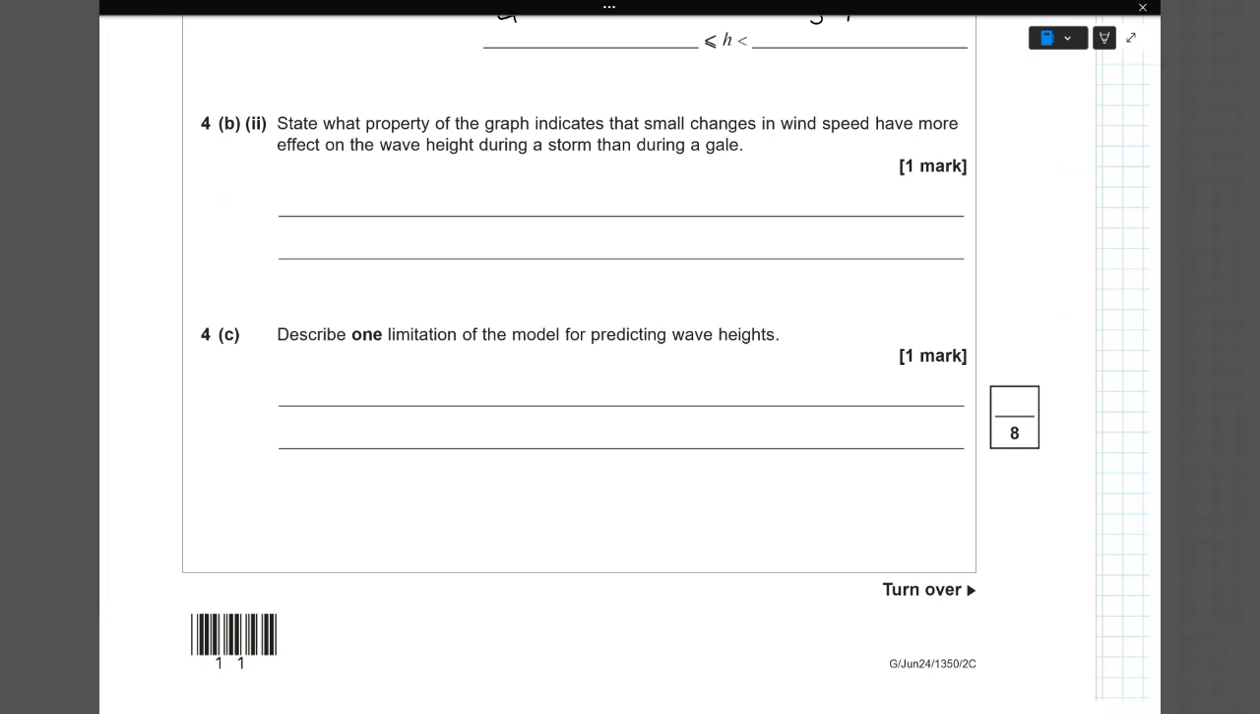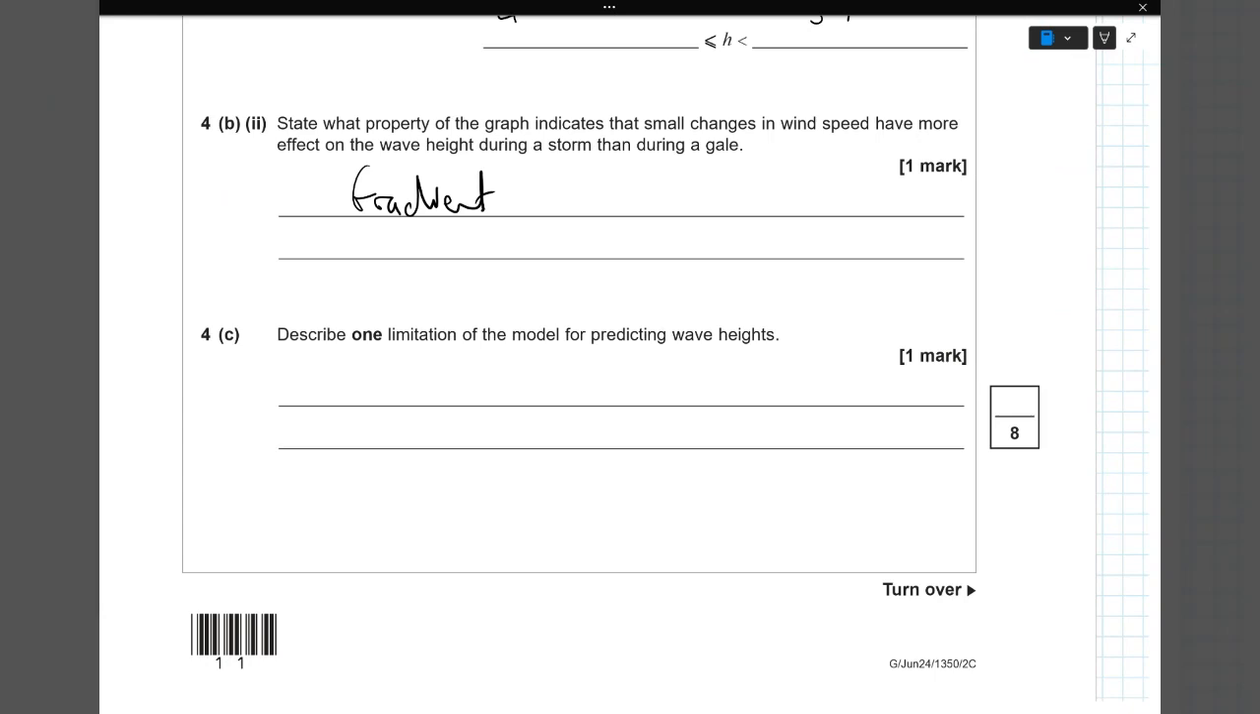State what property of the graph indicates that small changes in wind speed have more effect on the wave height during a storm than during a gale. And that's going to be the gradient. So for storm and gale, the gradient is going to show that increase, that steepness, and how quickly that wave height is going to happen.